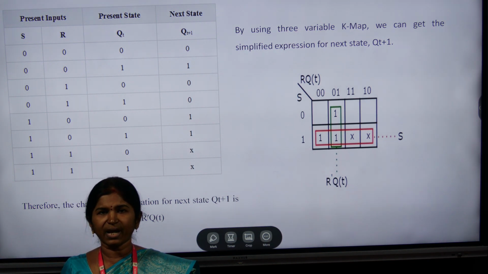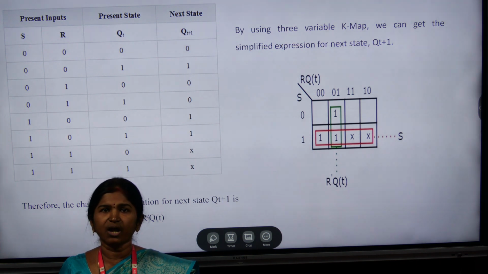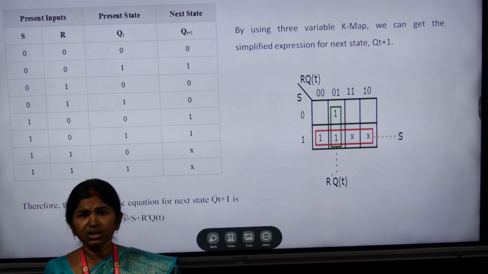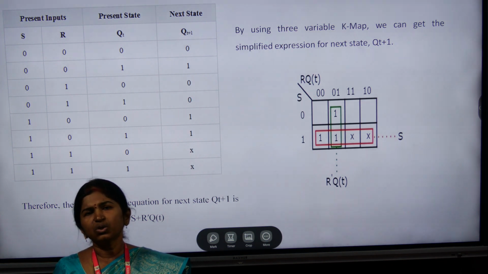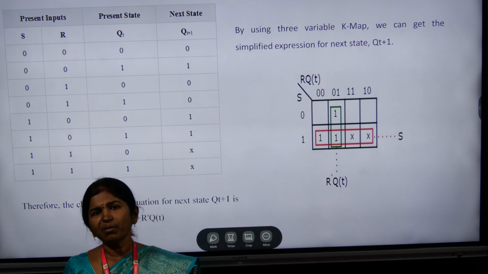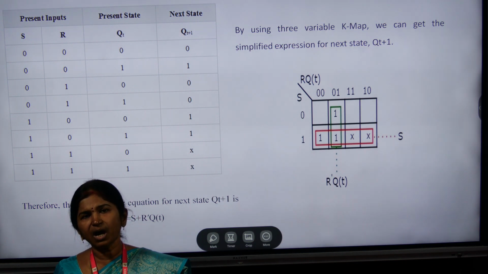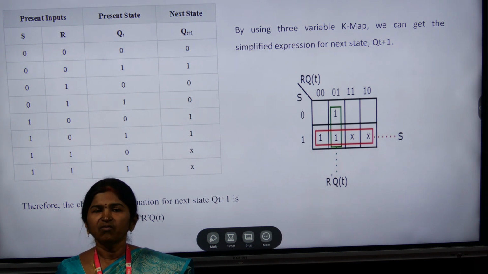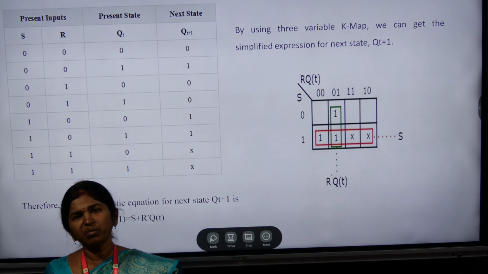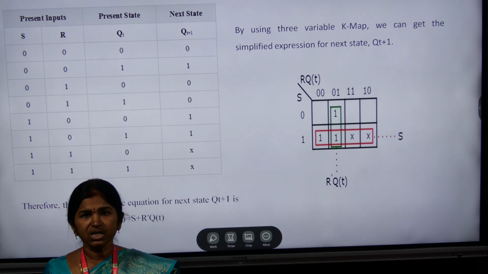Before going to the characteristic table in detail, I have told that the characteristic table is derived from the truth table. So first I'll recall the truth table of the SR flip-flop. We write S, R and Q. When I give the SR inputs as 0, 0, I get the output as no change. When I give S as 0 and R as 1, the flip-flop is reset, output value is 0.